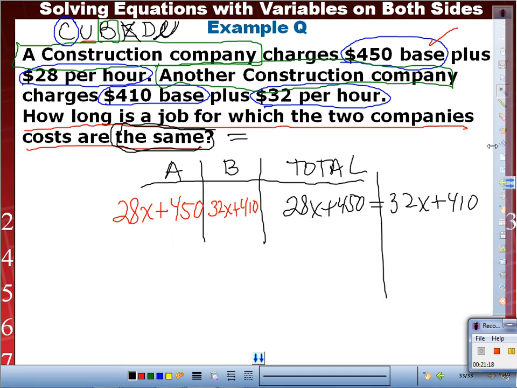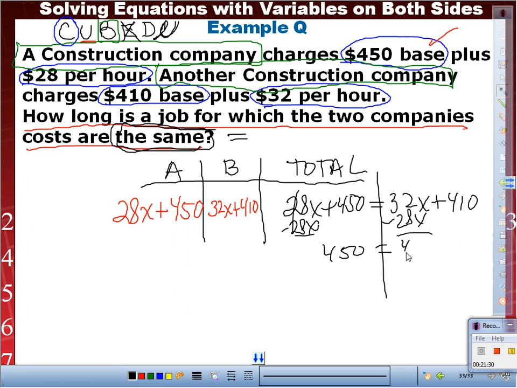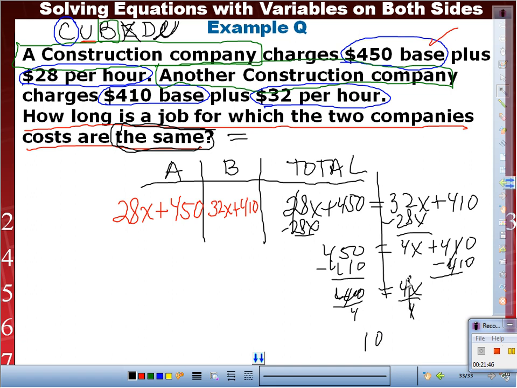Stephanie, what do I do? Subtract 28x from both sides. We're left with 450 equals 4x plus 410. Subtract 410, subtract 410. 40 equals 4x. Divide by 4, divide by 4. 10 equals x. Are we done?